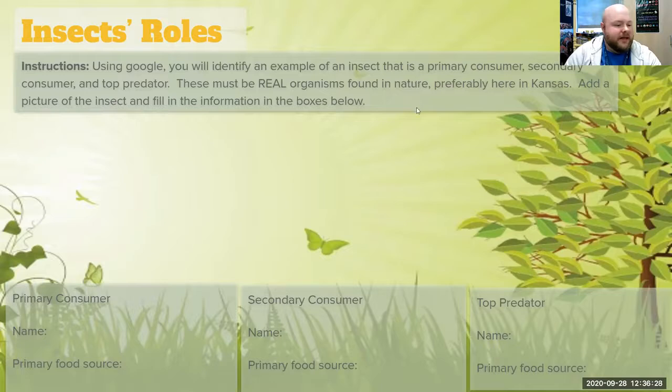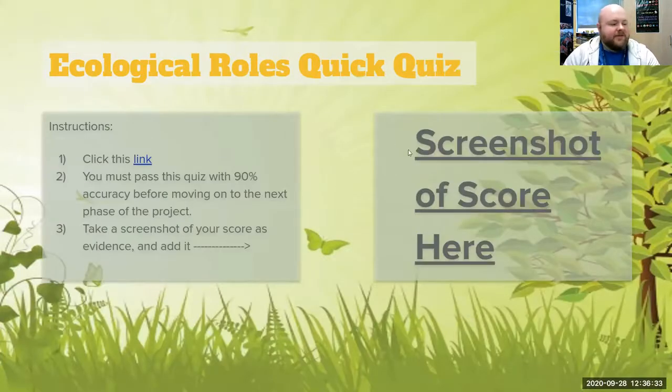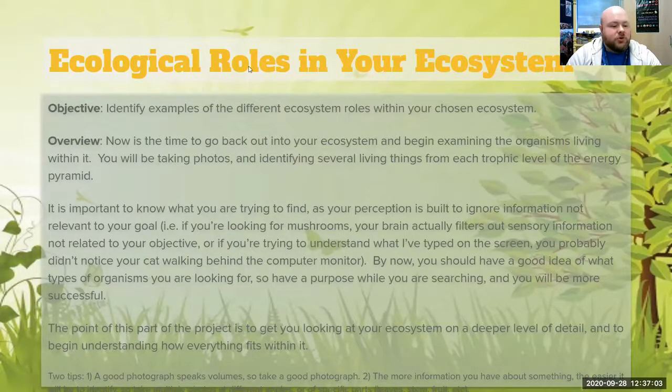Here we're going to look at insects, reptiles, birds, mammals, and then you have one of those little short quizzes. You click the link, do the Google quiz, and then put a screenshot of your score. Make sure you put that screenshot because there's points for that. And then just keep going. This corner in the upper right corner says project. So now you know, okay, I'm going to be going outside to do this week's portion of the project. All of these links are informative links to help you identify things. And then this page, the ecological roles in your ecosystem, tells you what you're going to be doing.